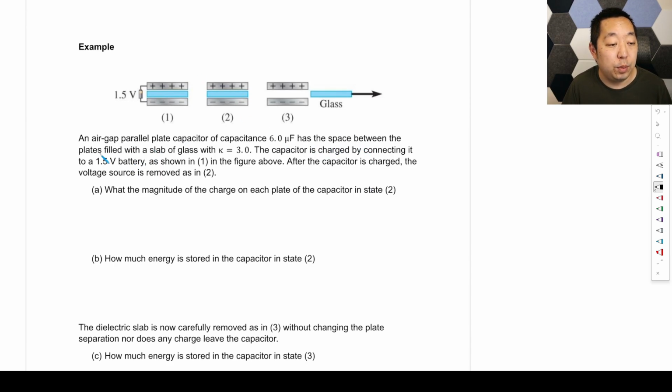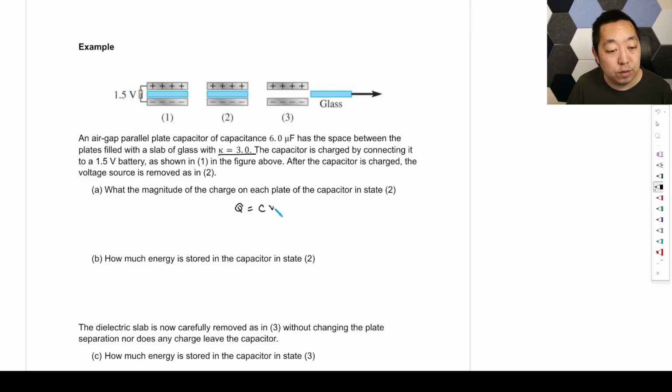The capacitor has a space between the plates filled with a slab of glass with a dielectric constant of 3. The capacitor is charged by connecting to a 1.5 volt battery as shown. After the capacitor is charged, the voltage source is removed, as in 2. So we're going to charge it, we're going to remove it, and we want to know the magnitude of the charge here. So we've isolated the capacitor at this point.